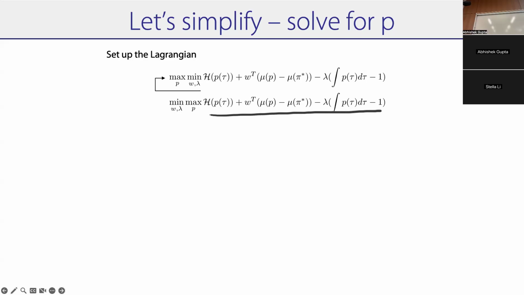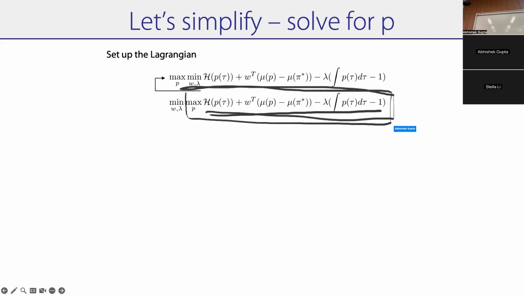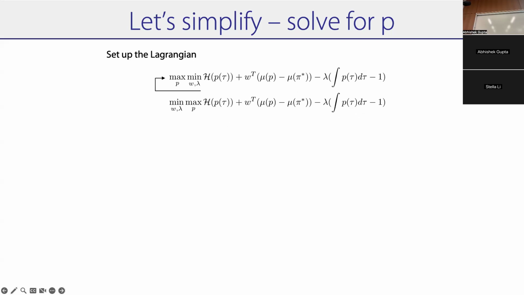I just want to solve this inner problem. I just want to solve a maximization problem. How do I solve a maximization problem? Take the derivative and set it to 0. Okay? So we're just going to go through the pain of that. But basically, we're going to try and take the derivative of entropy plus W transpose mu P minus mu star minus lambda integral P minus 1.